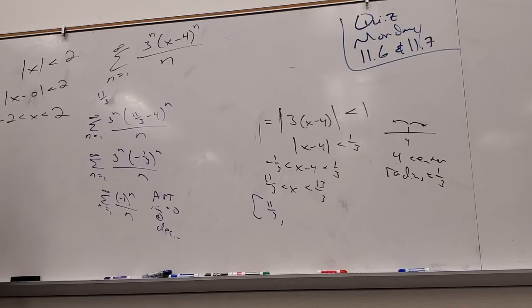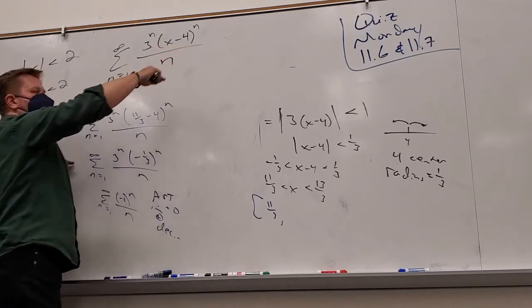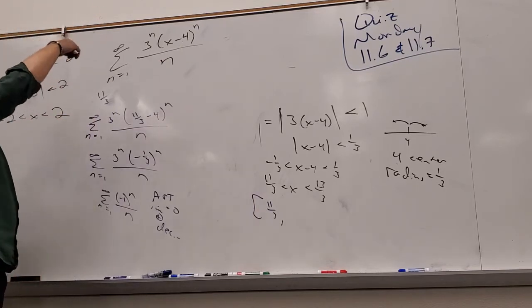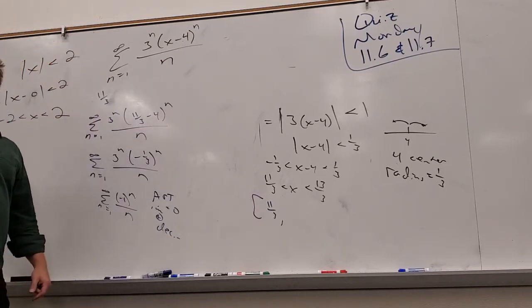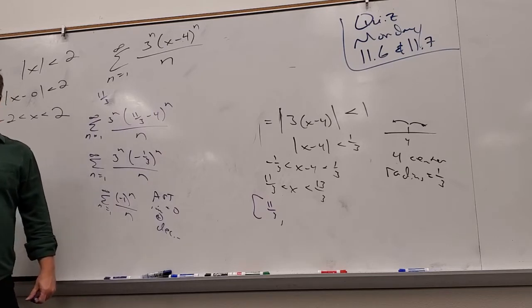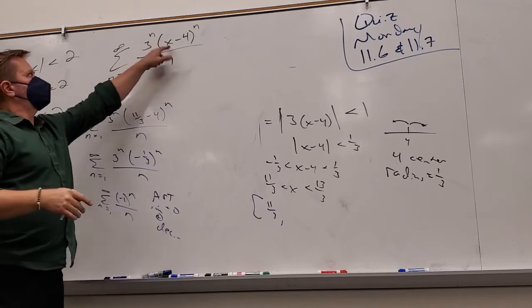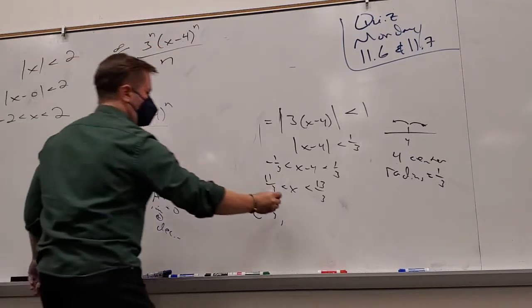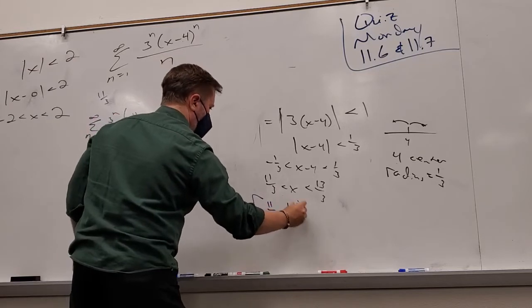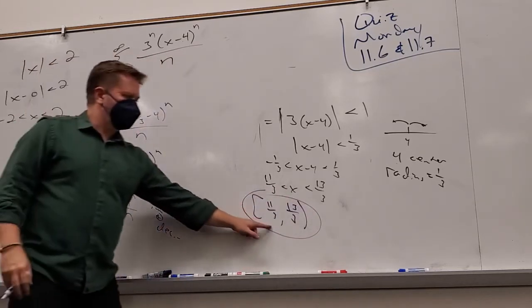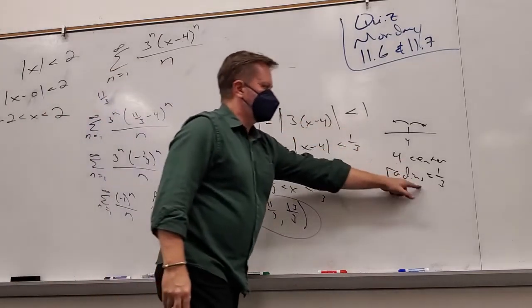Can somebody see already what's going to happen with 13/3? 13/3 minus 4 is positive 1/3. Positive 1/3 times 3 is 1. I'll end up with what series? Harmonic. Does everybody see that? 1 to the n is 1 over n, which is harmonic, so I'm not going to include 13/3. So that is the interval of convergence, and that is the radius of convergence.